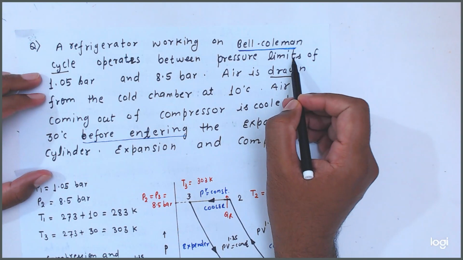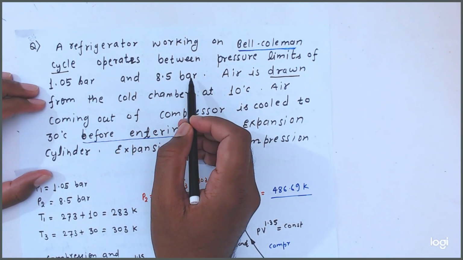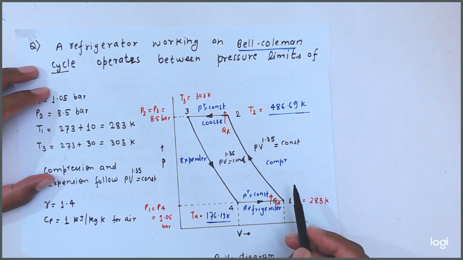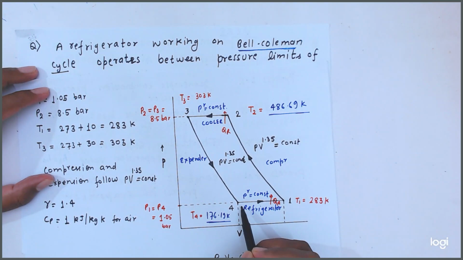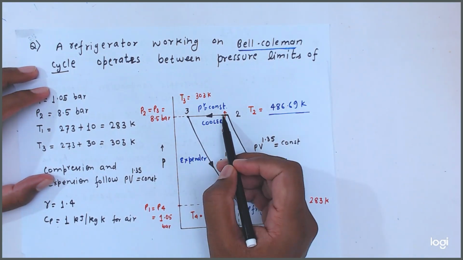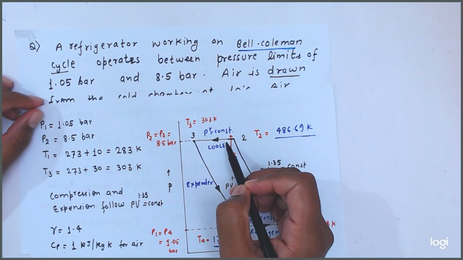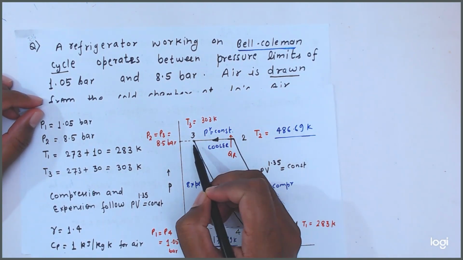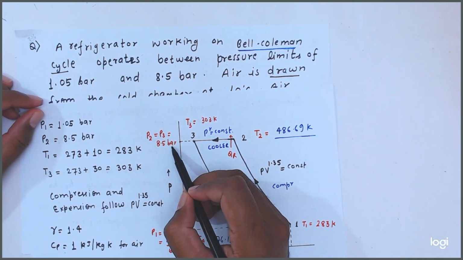Here it is working between the pressure limits of 1.05 bar and 8.5 bar. It means the pressure P1 is at 1.05 bar. Since P1 equal to P4, P1 equal to P4 equal to 1.05 bar. And P2 equal to 8.5 bar. It means this pressure P2 equal to P3 equal to 8.5 bar.